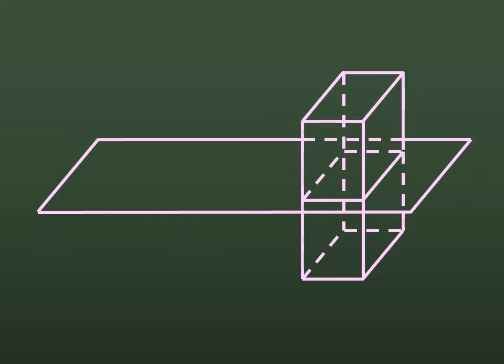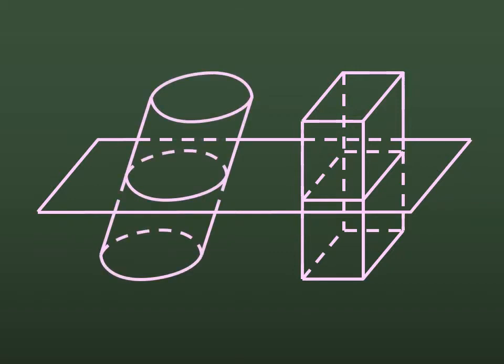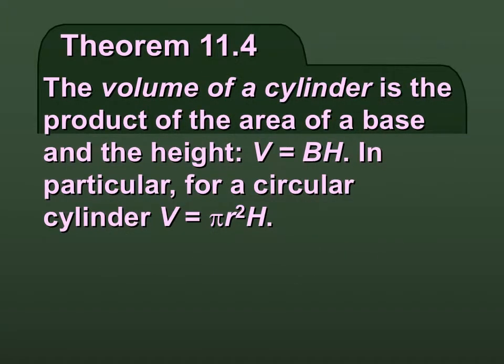If the bases of the prism and the cylinder are B, big B, and the heights of both of them are the same, then Cavalieri's principle tells us that the volume can be found the same way. Volume of a cylinder can still be found by doing V equals B, capital B, which is the area of the base, times H, the height.